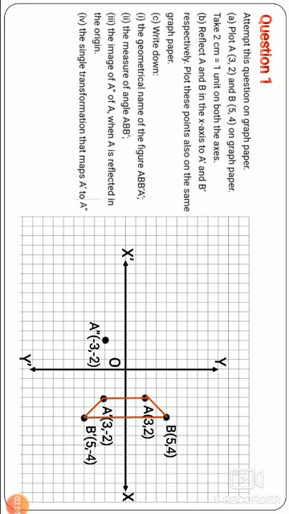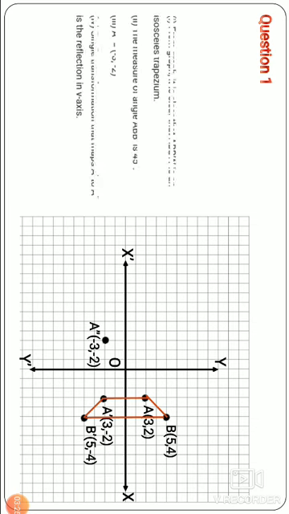Now in number 4, we need to mention the single transformation that maps A dash to A double dash. That means this is mapped with this, by which reflection? By y reflection. So that's why my answer will be reflection in the y-axis. Okay, so these are your answers. So pause the video to note down.